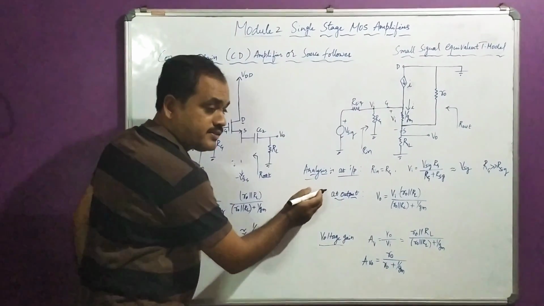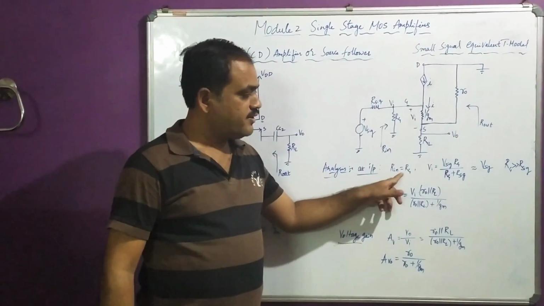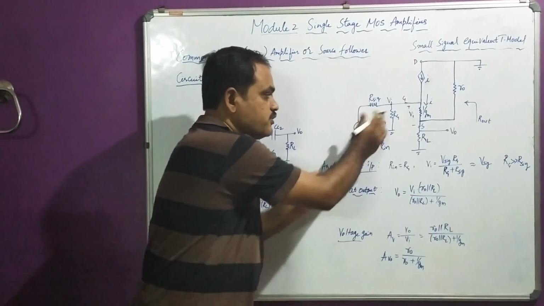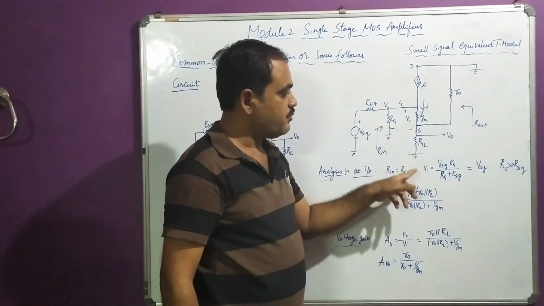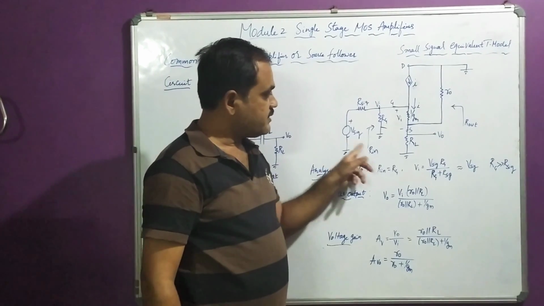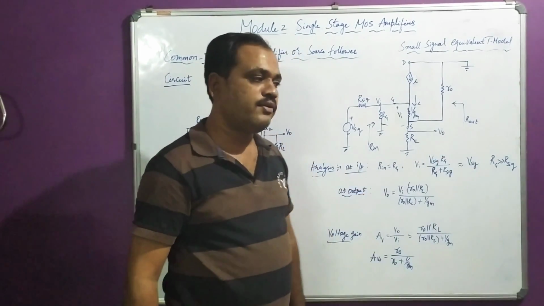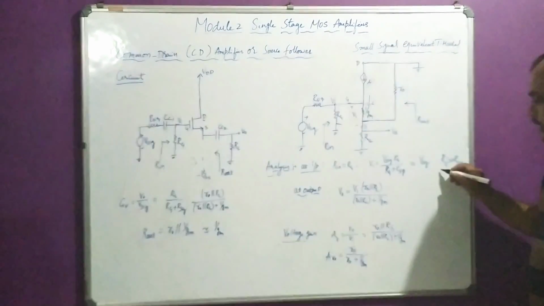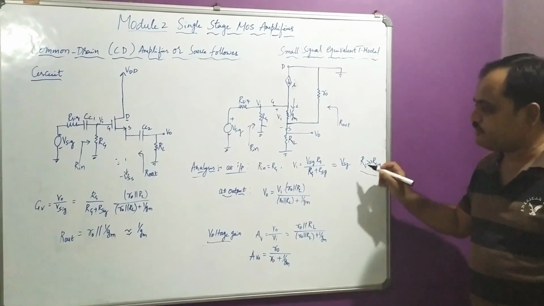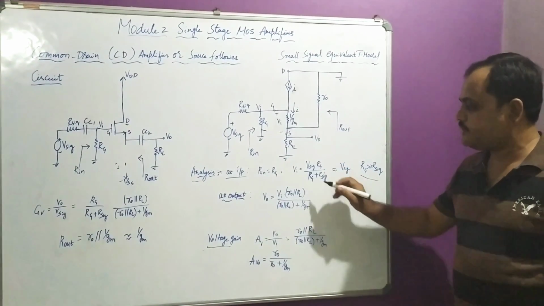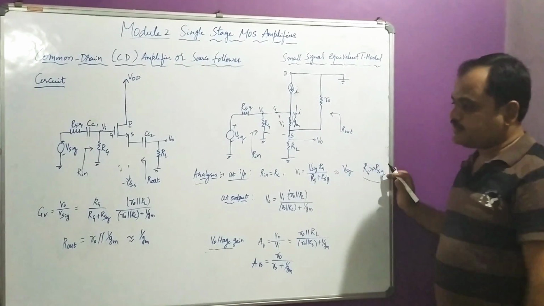Let us start the analysis. At the input side, you can observe Rin is equal to Rg. At Vi, applying the potential divider, it is V signal times Rg by Rg plus R signal, which is approximately equal to V signal. The reason is the condition that Rg is very much greater than R signal. If it is very high, this cancels, and I get Vi equal to V signal. This is also clear.